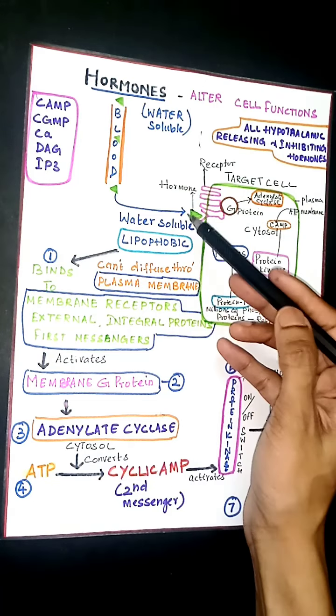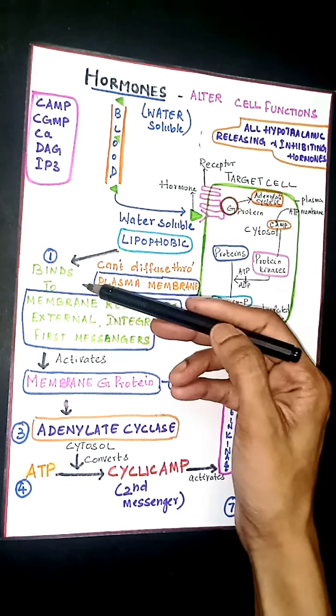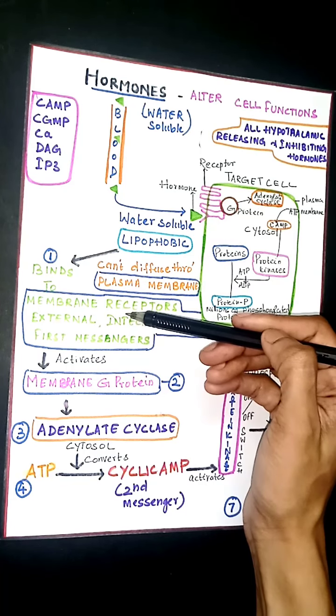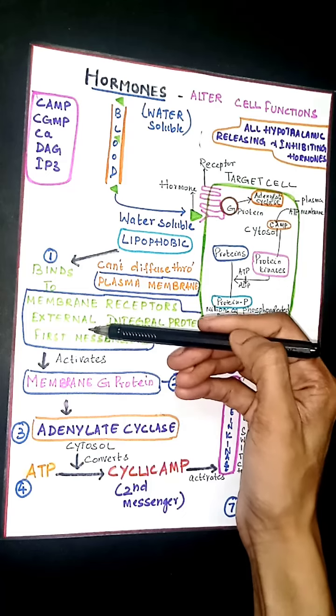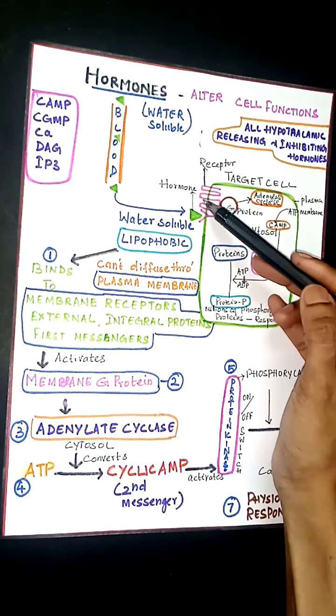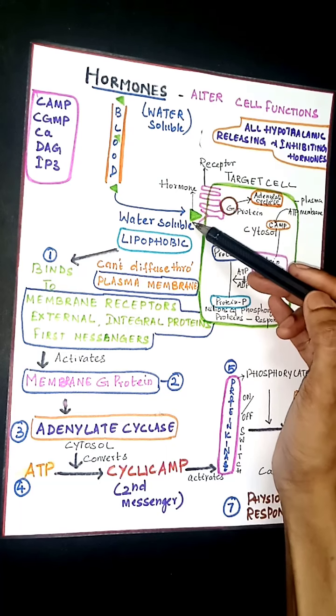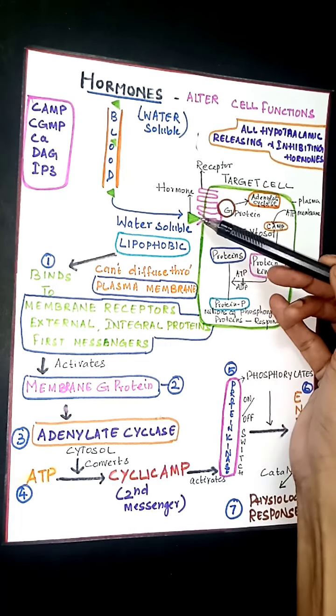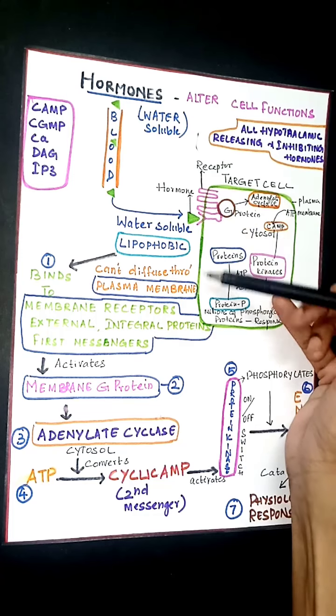The water soluble hormone reaches the interstitial fluid. It binds to the receptors which are present in the plasma membrane. They are also called external receptors. The pink color representation is the receptor and the green one is the hormone. These receptors protrude into the interstitial fluid from the plasma membrane.